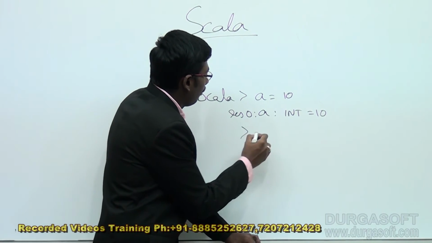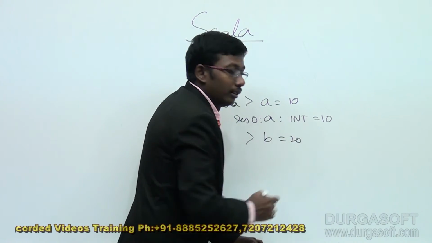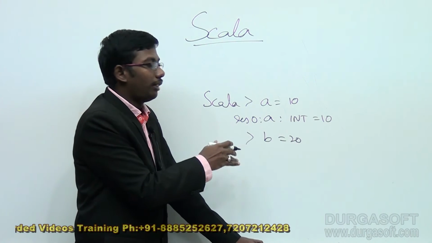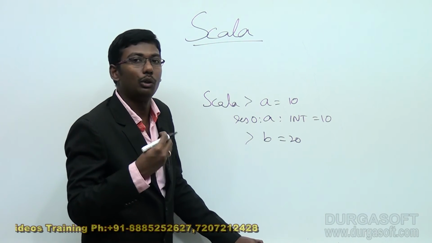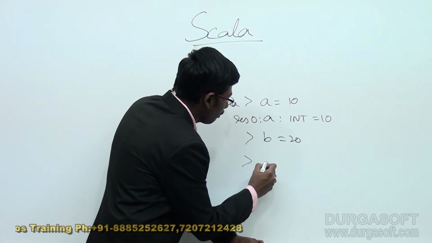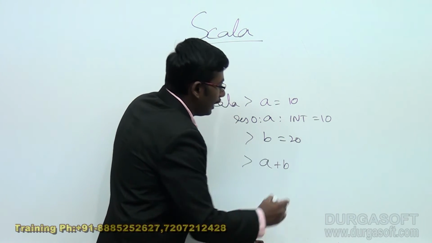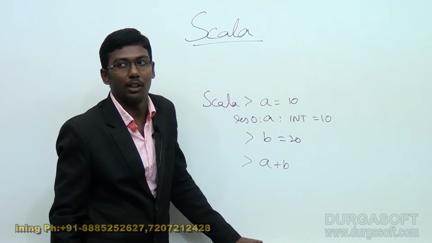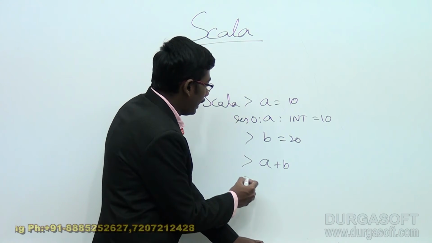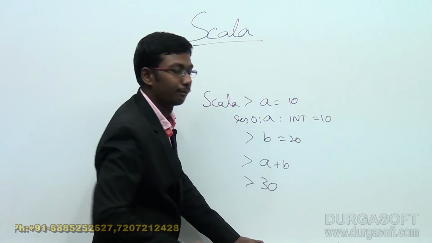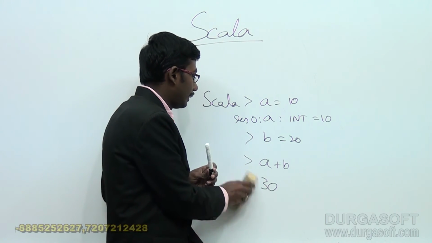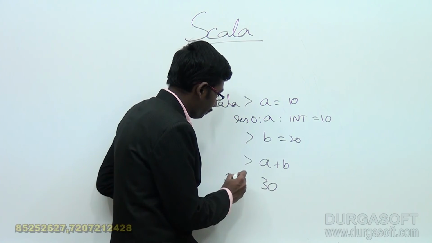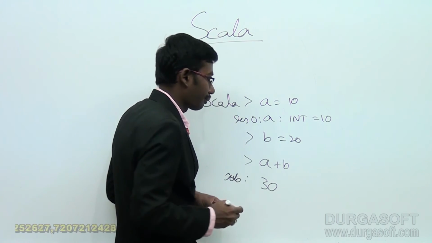And if you consider the value of b as 20. Fine, now both values are fixed and both are integers, and I want to perform the addition of two integers. How can you perform it? No need to worry about anything, just perform the action as a plus b. It gives the value 30. It executes and gives the result of a plus b.